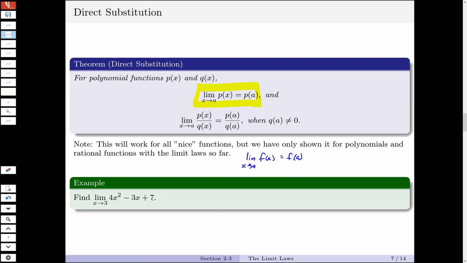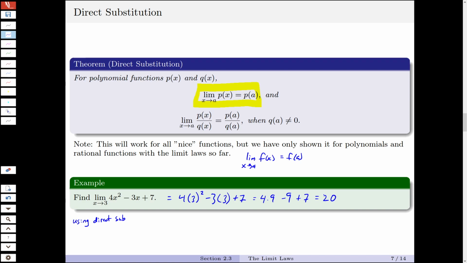This is the exact same limit that we just figured out. But what I want to do is look at how would I do this with direct substitution. Using direct substitution, I could just say that this is equal to 4 times 3 squared minus 3 times 3 plus 7. And of course, we always want to give some explanation of what we're doing. But in this case, that's it. I've plugged in, and now I'm just simplifying a number, right? 4 times 9 minus 9 plus 7.